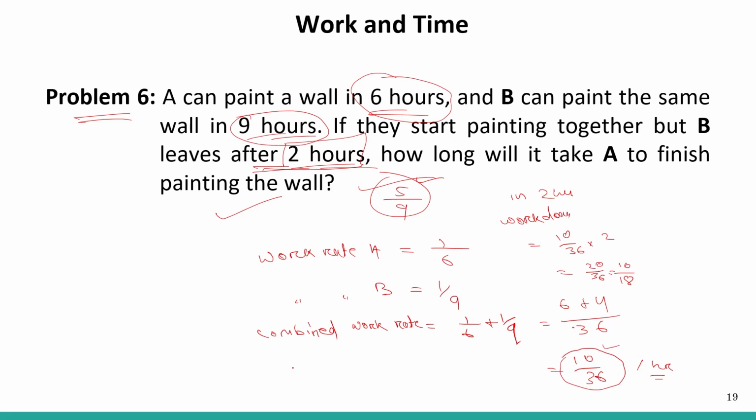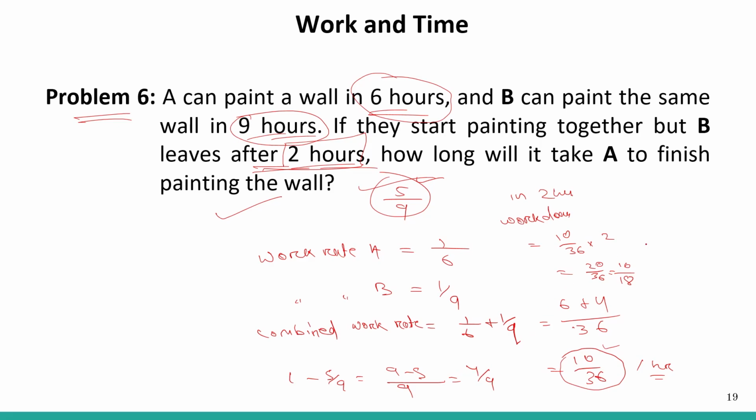So remaining work is 1 minus 5 by 9. That will be equal to what? 9 minus 5 is equal to 4 by 9 of the work. That is the total work remaining now. Okay, and we know how much time it takes for A to finish 4 by 9 of that work.